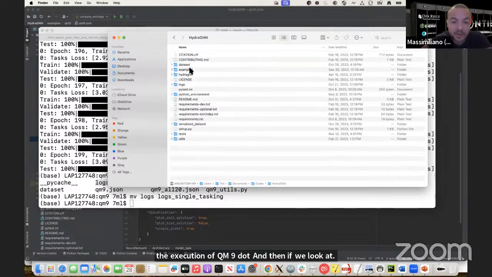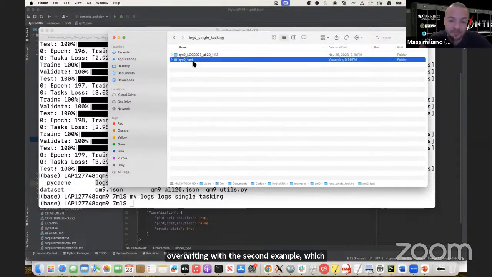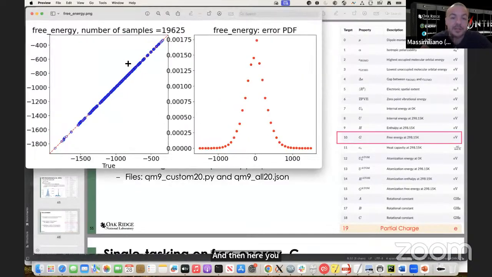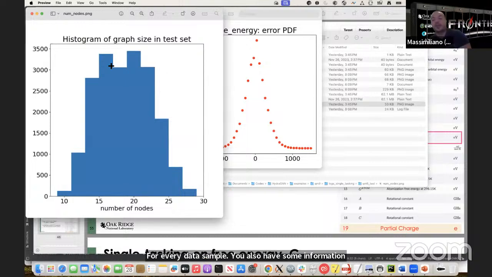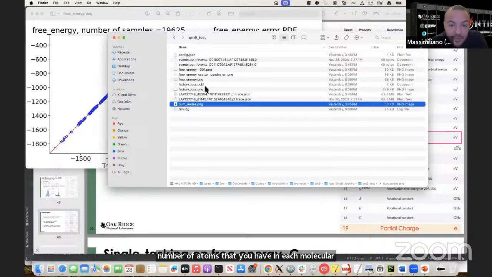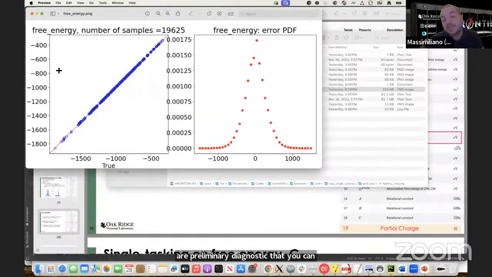And then if we look at the content of the log, we go into examples, qm9, logs. I renamed the logs as logs single tasking to avoid overwriting with the second example, which is multitasking. Here you see, for instance, the parity plot of the formation energy, and you also have the error distribution for every data sample. You also have some information about the statistics of the dataset itself. Here we plot the number of nodes, meaning the histogram of the number of atoms in each molecular structure. And there are also plots about the loss function, I think. Yes. These are not necessarily as fancy as you would like to put in a paper, but at least these are preliminary diagnostics that you can use to see whether you're happy with the performance of HydrogenNN or not.